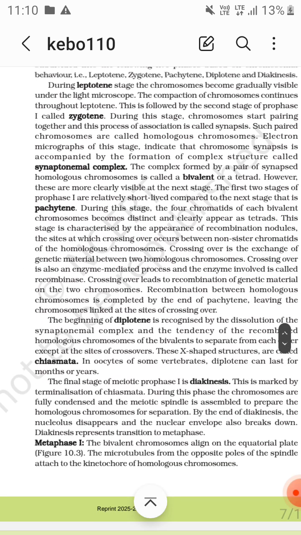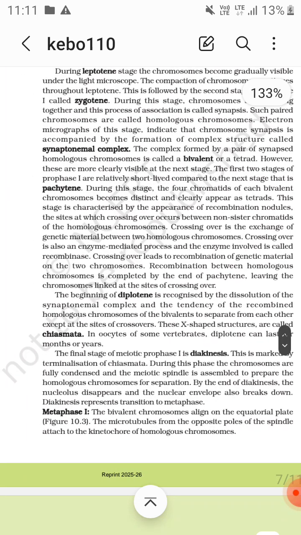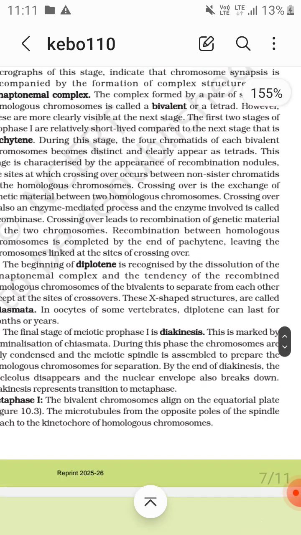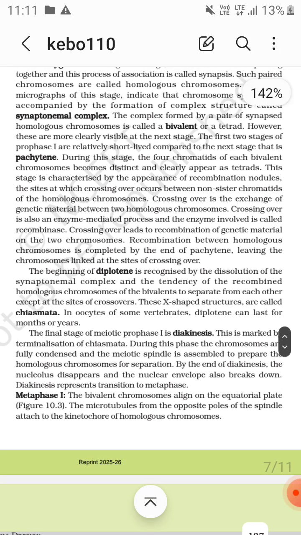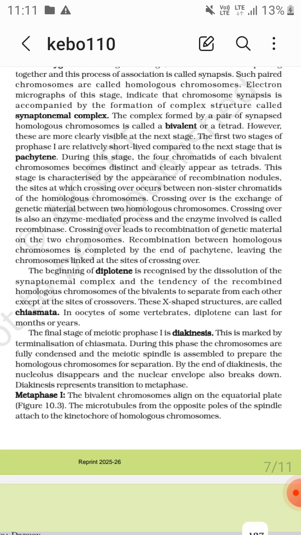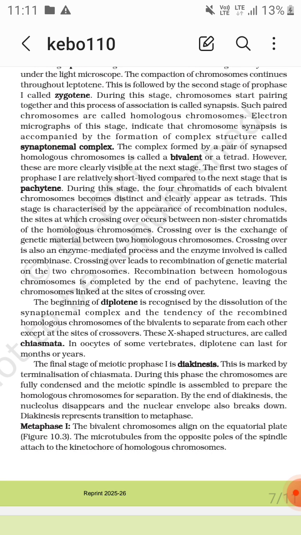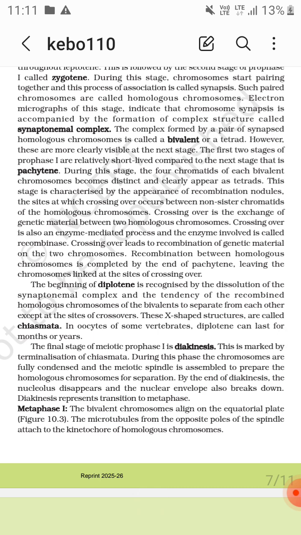Now in this slide you see that recombination between homologous chromosomes is completed by the end of pachytene, leaving the chromosomes linked at the sites of crossing over. Crossing over takes place during pachytene between the non-sister chromatids of homologous chromosomes, and recombination is another term for it. So these are the things happening in pachytene.